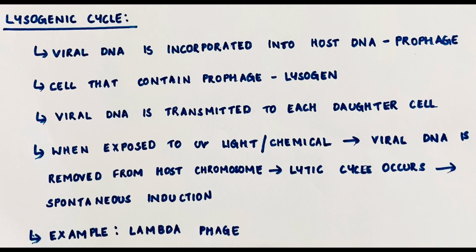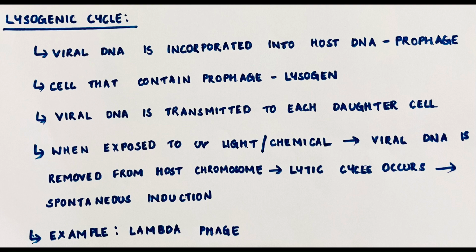Lysogenic cycle. In lysogeny, the viral DNA of the temperate phage, instead of taking control over the function of host cell machinery, is incorporated into the host DNA and becomes prophage. A cell that contains prophage is called lysogen.